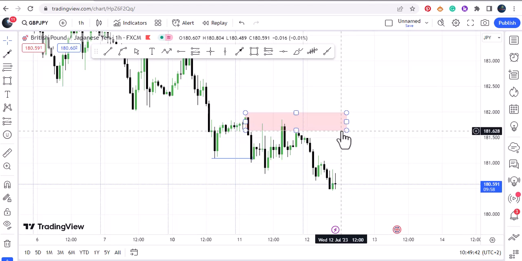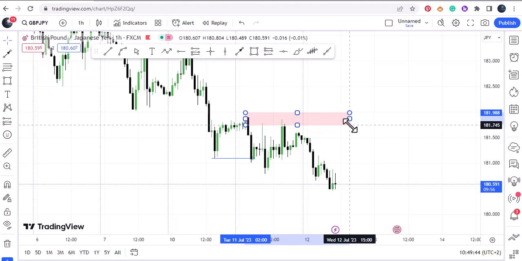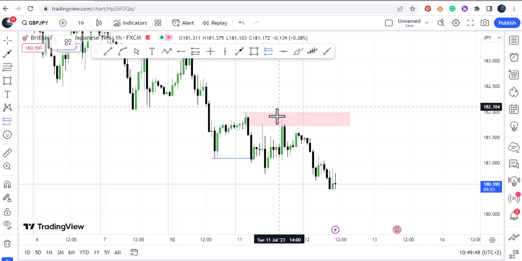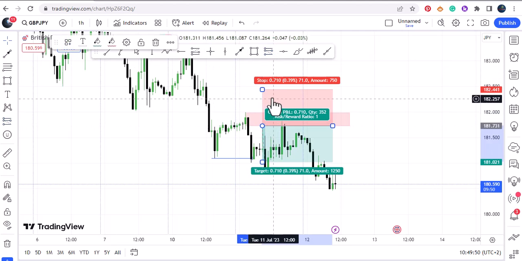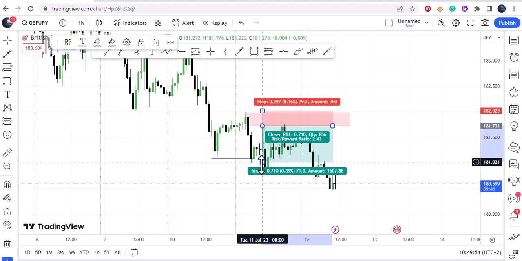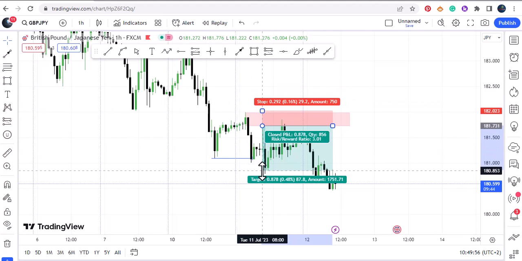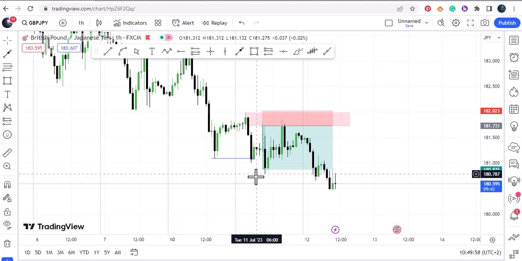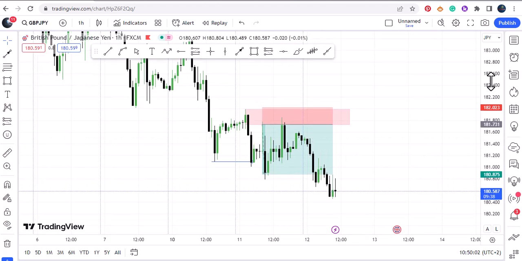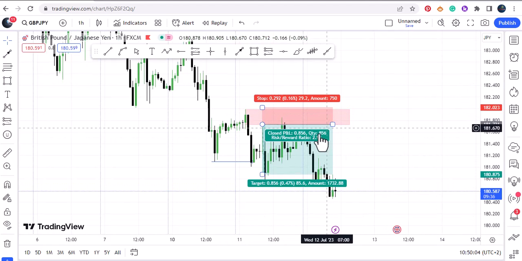And guess what? We also went for 1 in 3, and our TP was hit. Let's just replay it so that you guys can clearly see what happened with this trade. So this is what we had. 1 in 3, our TP was hit there, and this was how our trade panned out. So this is what you guys can clearly see.